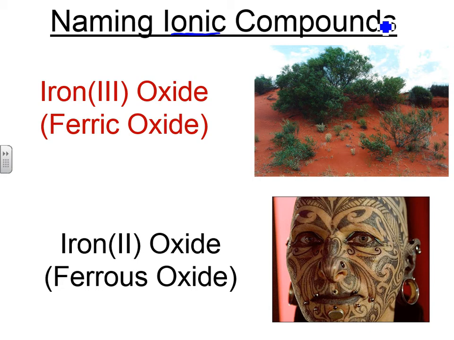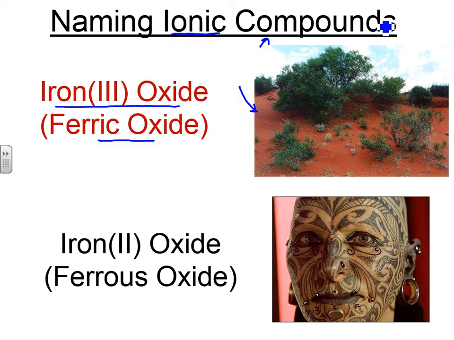Remember that compounds are made of elements, and so you have two or more elements chemically combined, and that's what makes a compound. An example of two compounds would be iron 3 oxide, also known as ferric oxide. This is the form of iron oxide that's found in the red ground, red earth that's seen in many parts of the country and of the world.